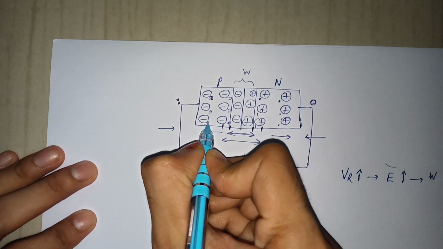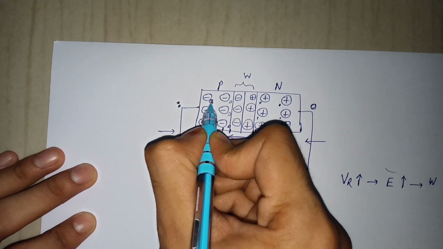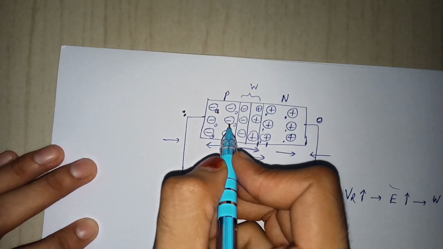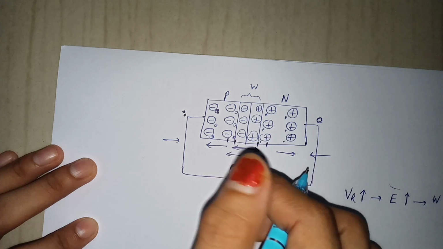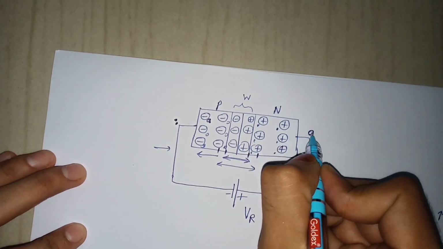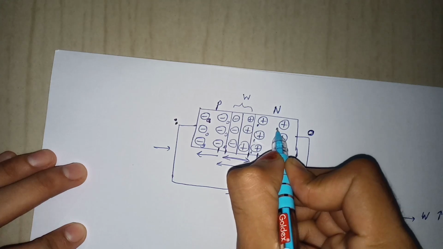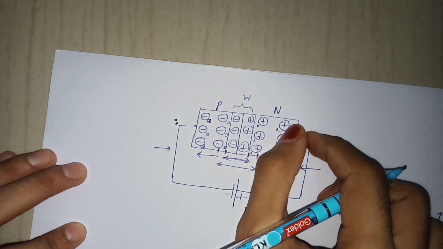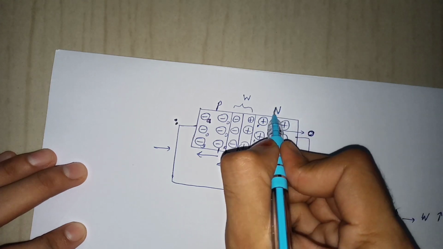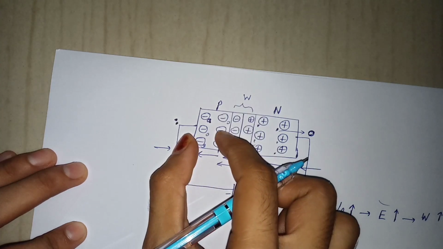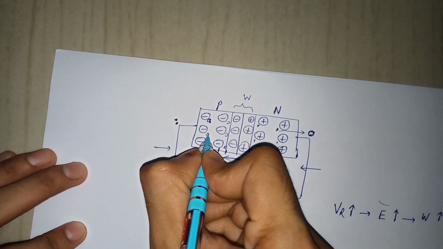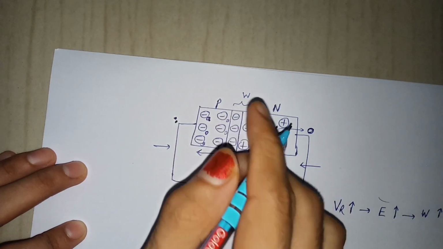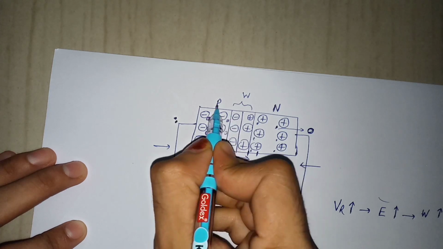Let's check. If this hole and this electron combine, attracting, this electron goes here, therefore the electron deficiency occurs in n type material, and here hole deficiency occurs. Why? Because this hole attracts towards this electron, therefore attraction takes place. Therefore hole deficiency occurs in p type material.